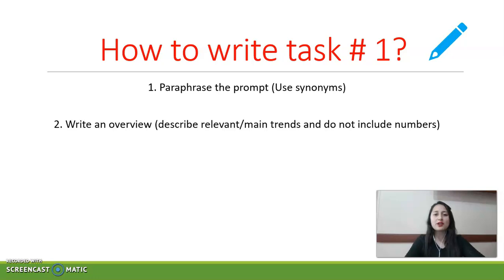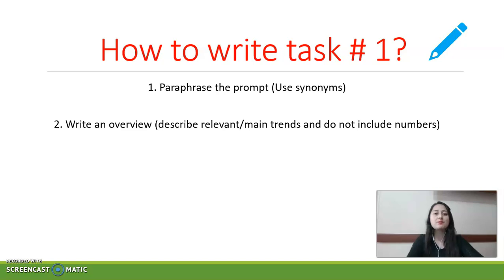After doing this, we're going to write an overview. What's an overview? Basically, it's a short paragraph in which you are going to describe relevant and main trends from the graph. Here, it's important that you please do not include numbers or figures. Here, you are just mentioning relevant information without numbers.